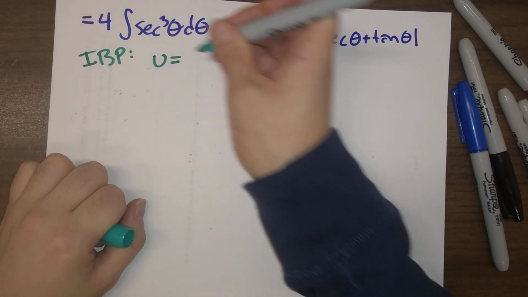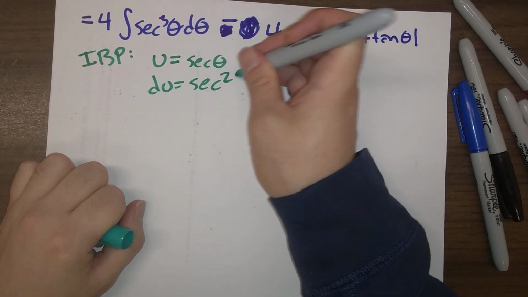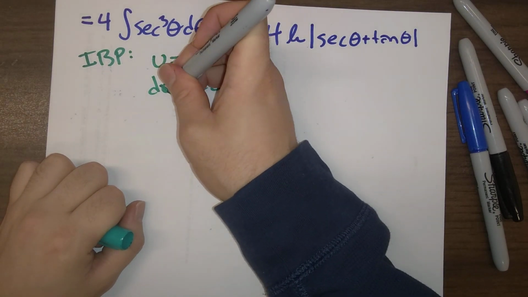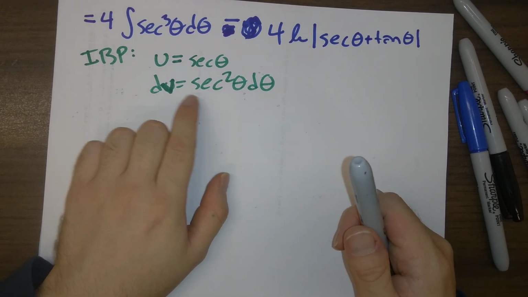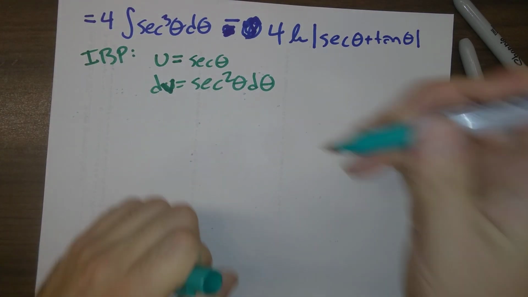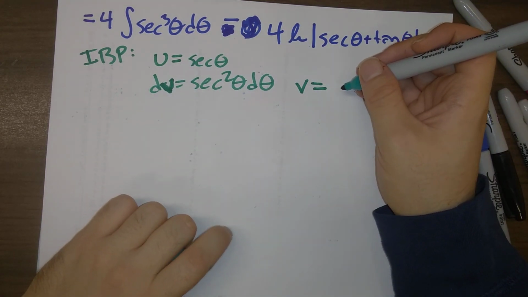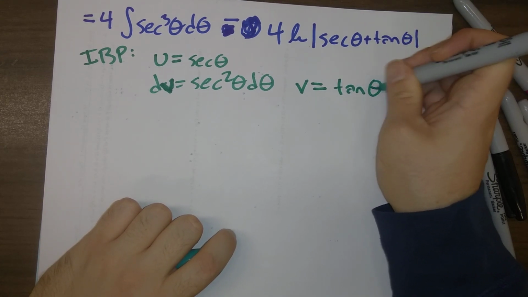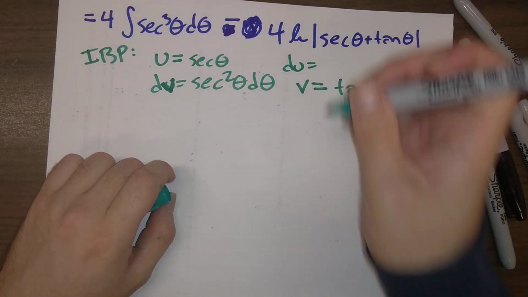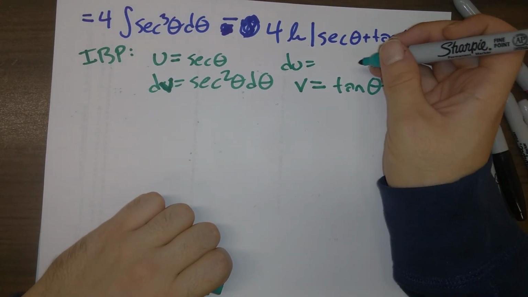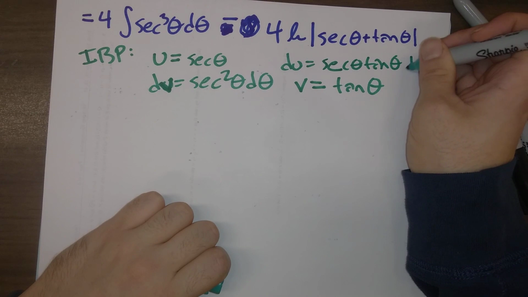where u is going to equal secant theta, and dv is going to equal secant squared theta d theta. The reason that we make this choice for dv is because it's easy enough for us to say that v, the antiderivative of secant squared theta, is tangent theta. Okay, and then we also know that if u is secant theta, du is going to equal secant theta times tangent theta d theta.